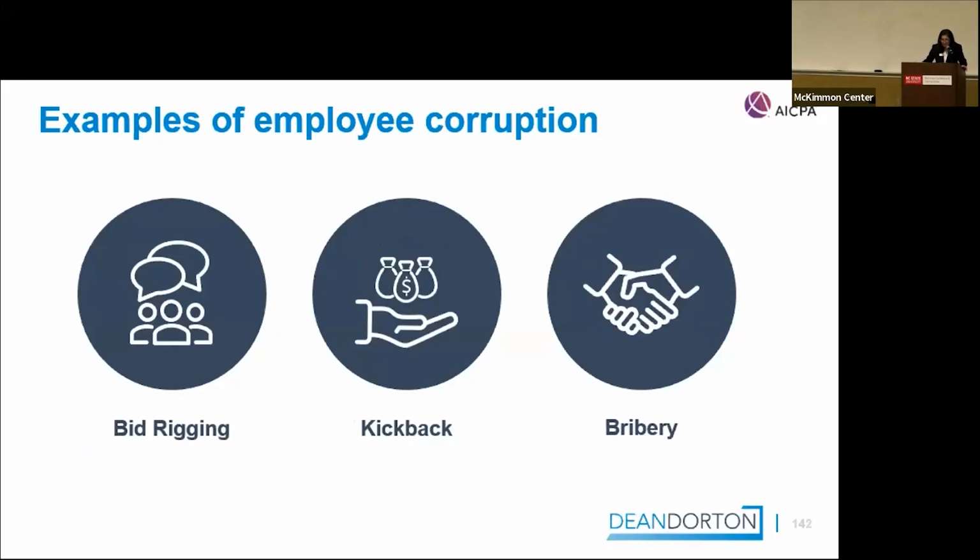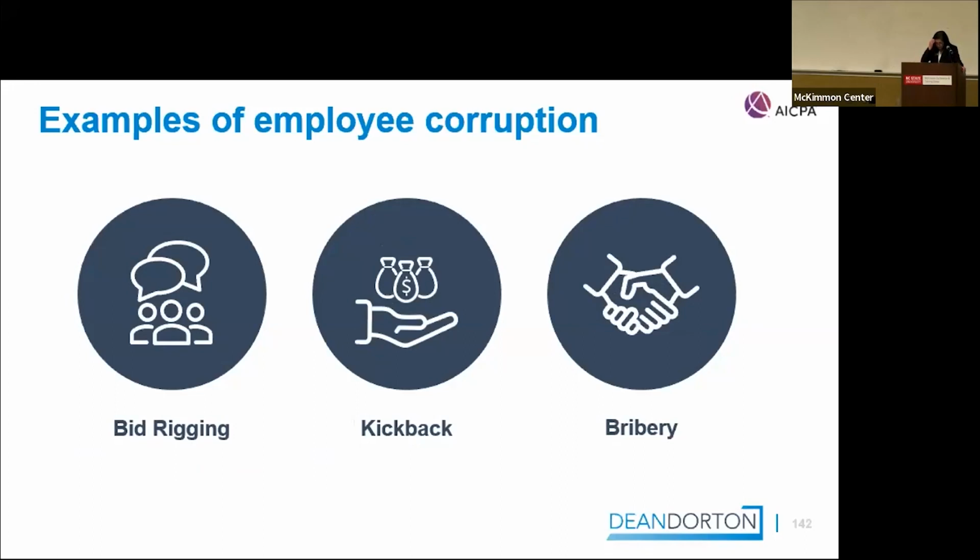Bid rigging is a little bit more complicated and typically involves more than one person, which is good and bad. If it involves more than one person, it is harder to catch. One way you can catch it is if one of the people starts to feel cheated and turns on the other to blow up the scheme, if they start to feel shortchanged.